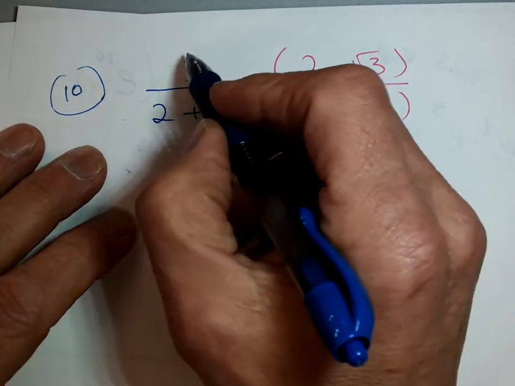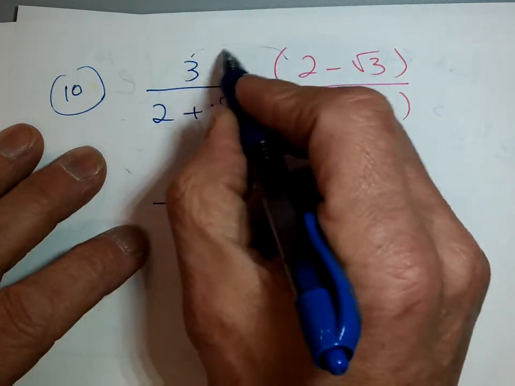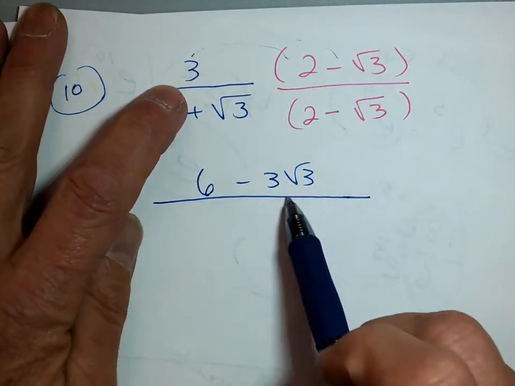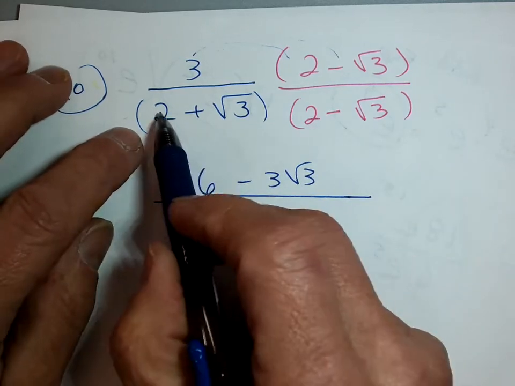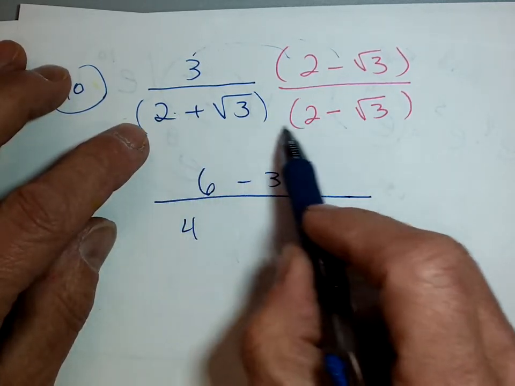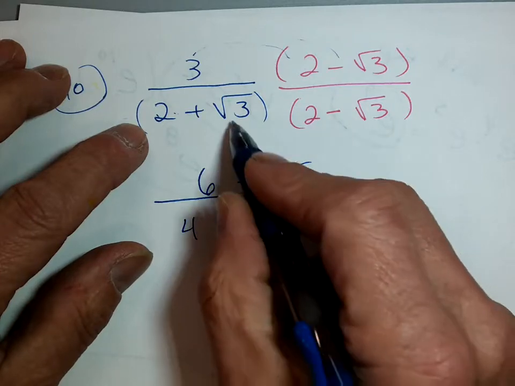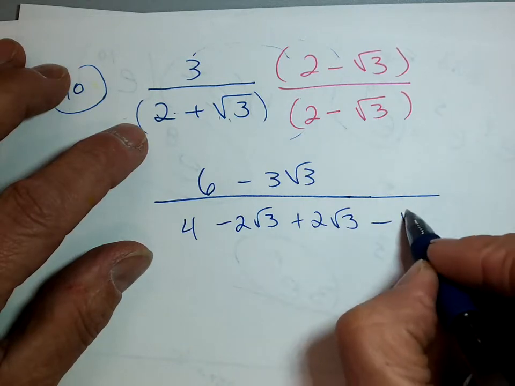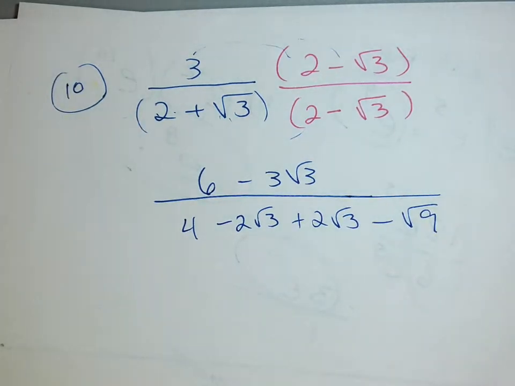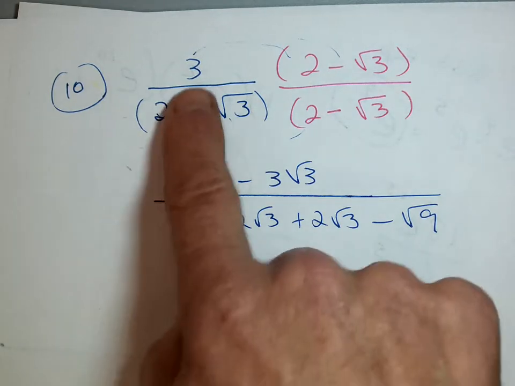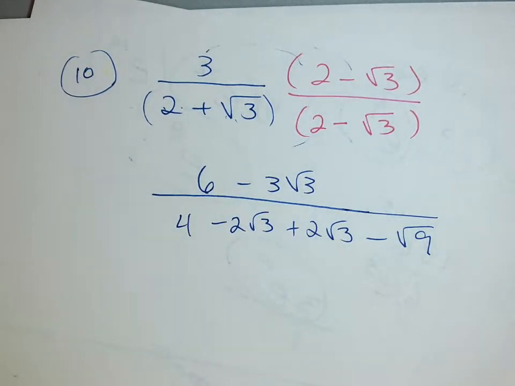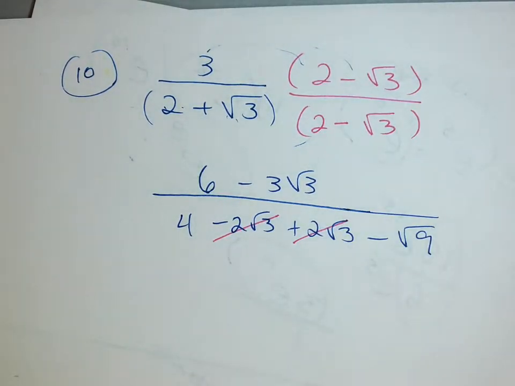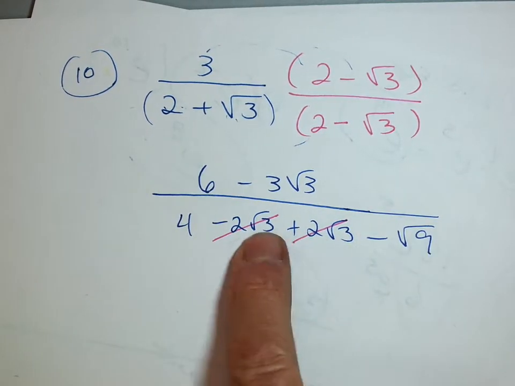Let's see what happens. In the numerator, or the top, I'll distribute. I get 6 minus 3 square root of 3. That's 3 times 2 and 3 times square root of 3. In the denominator, we're going to FOIL. I get a 4 minus 2 square root of 3 plus 2 square root of 3 minus the square root of 9. So I've distributed the top, and then I FOIL the bottom. Now the reason you do the conjugate, the reason for the opposites, is it makes these two terms cancel. One becomes a plus, the other becomes a minus. That's why you do the conjugate. It makes these opposites that cancel each other out.